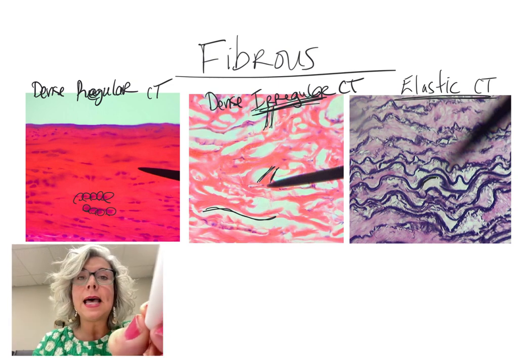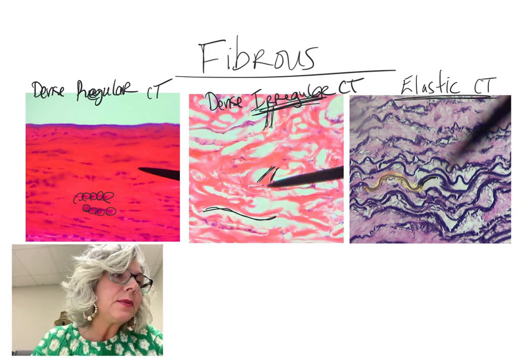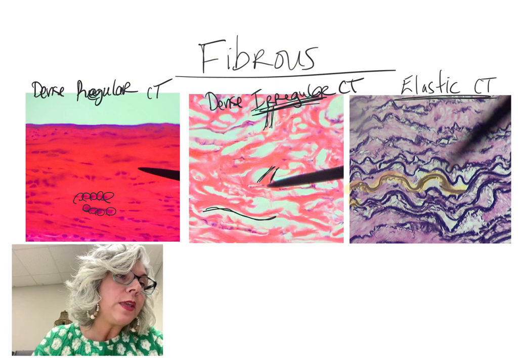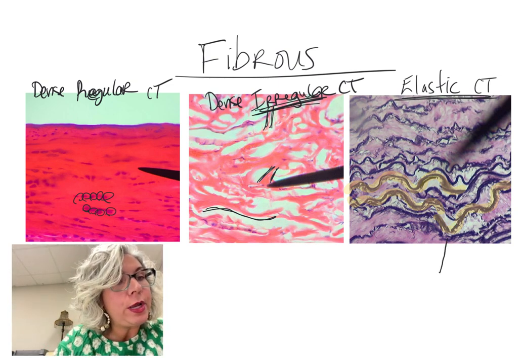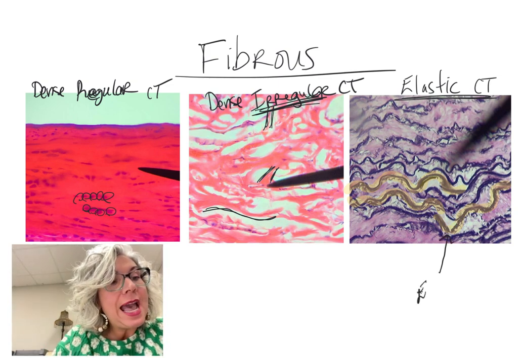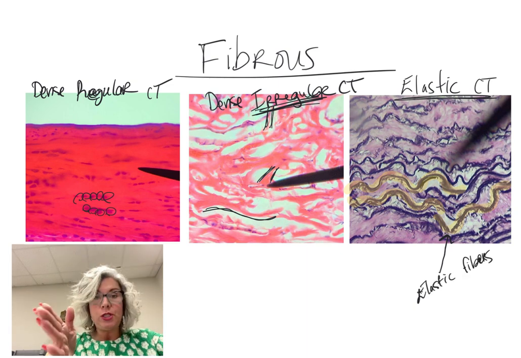Let me highlight those if I can do that here. My highlighter doesn't show up very well, but maybe you'll see. I'm kind of going over these dark purple, almost black lines that you see. These are elastic fibers. I'm going to draw an arrow here. These are elastic fibers, and this is what sets it apart from the previous two tissues.